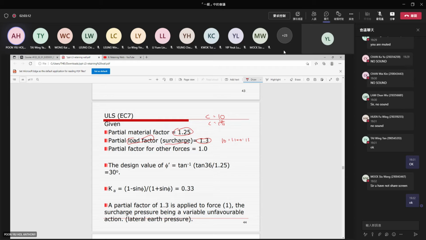But then there's one thing that is complicated, is the friction angle. So if the friction angle is 36, it is not divided by 1.25, not like that. So it should be tangent 36 divided by 1.25, and then obtain the revised friction angle. So this makes the calculation a little bit complicated.